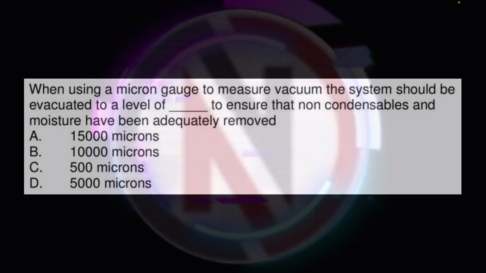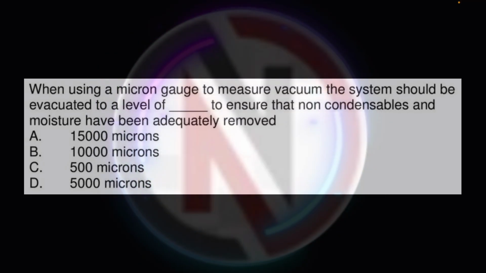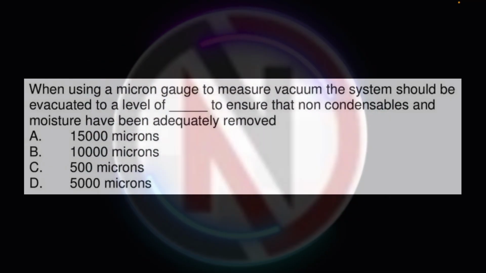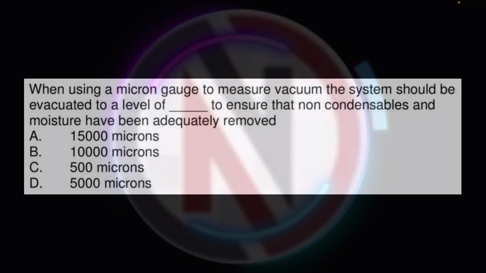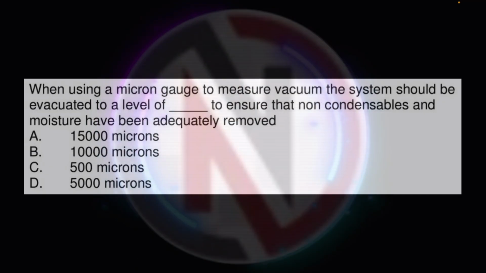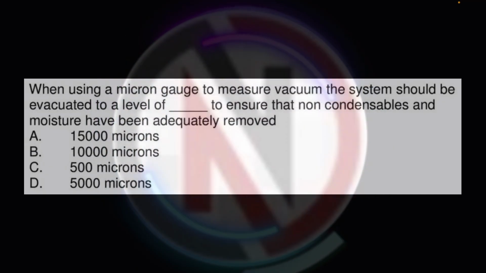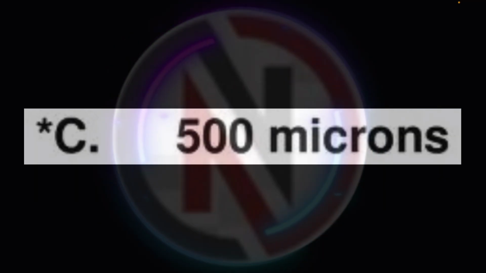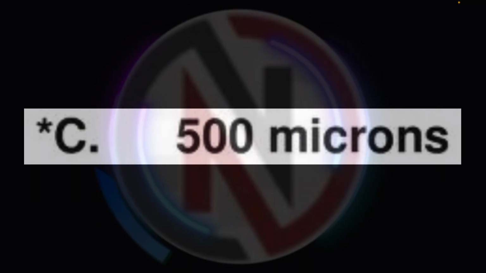When using a micron gauge to measure vacuum, the system should be evacuated to a level of ___ to ensure that non-condensables and moisture have been adequately removed. A. 15,000 microns. B. 10,000 microns. C. 500 microns. D. 5,000 microns. C. 500 microns.